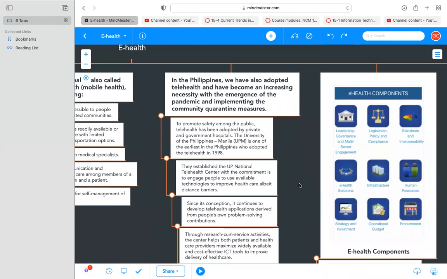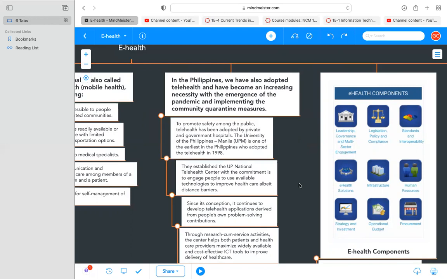In the Philippines, we have already adopted telehealth, as you have known also from nursing informatics, and it has become an increasing necessity, with the emergence of pandemic right now, and along with the implementation of community quarantine measures. So these initiatives are facilitated with the use of telehealth. So to promote safety among the public, telehealth has been adopted by private and government hospitals.